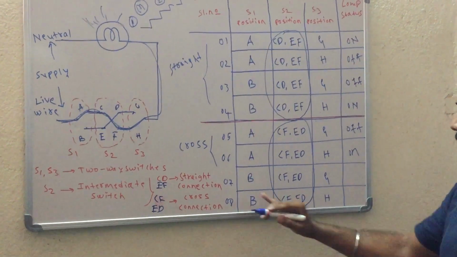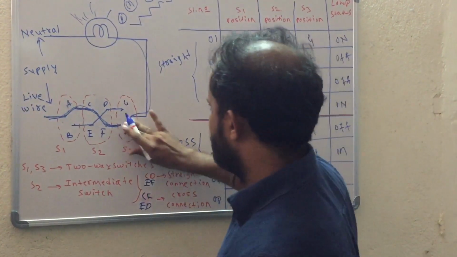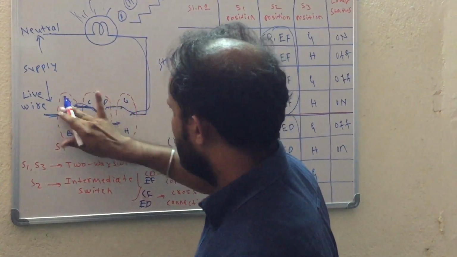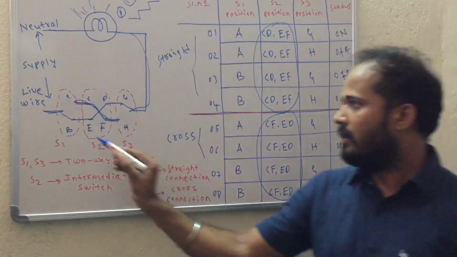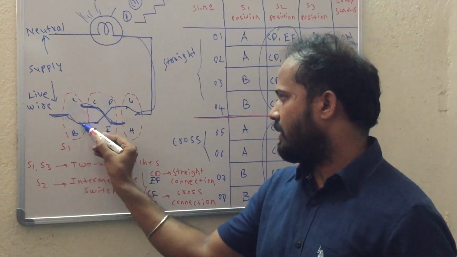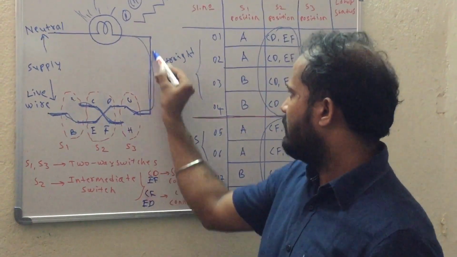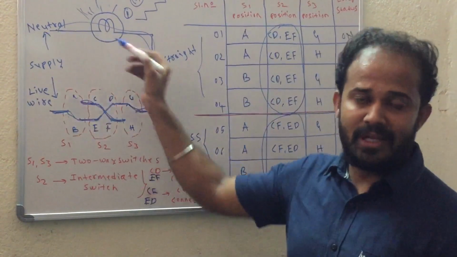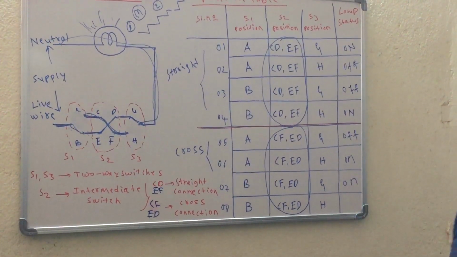Clear? Now S1 is in B position, S3 is in G position. This S3 is in G position, S1 is in B position. Now analyze it carefully. From the earth wire it is B, then E, then D, then G, and if you observe this carefully, it makes a closed path. If it is a closed path, automatically the bulb is supposed to be on.